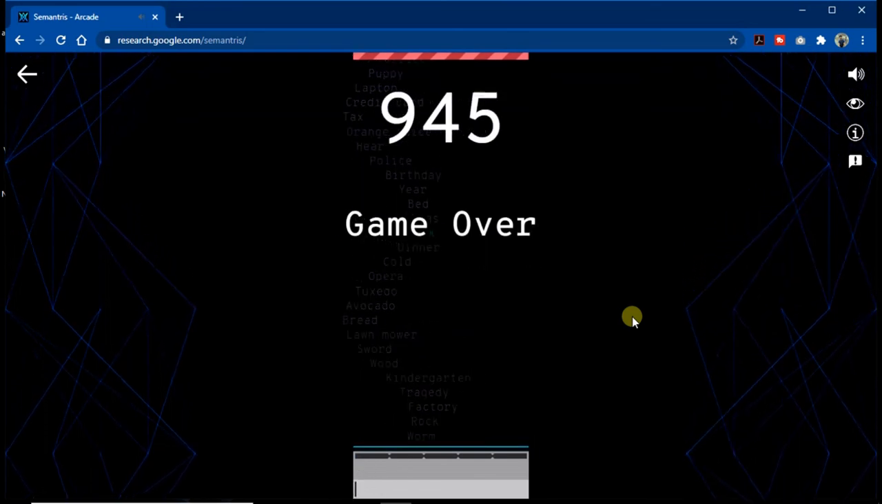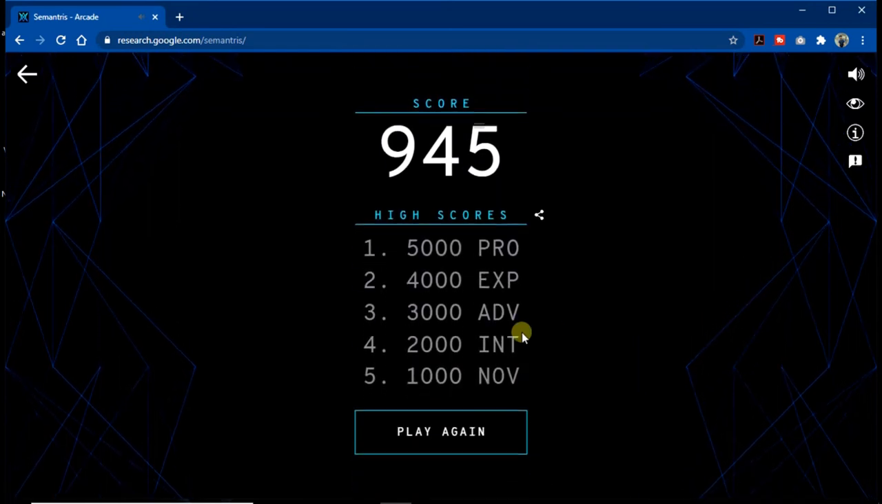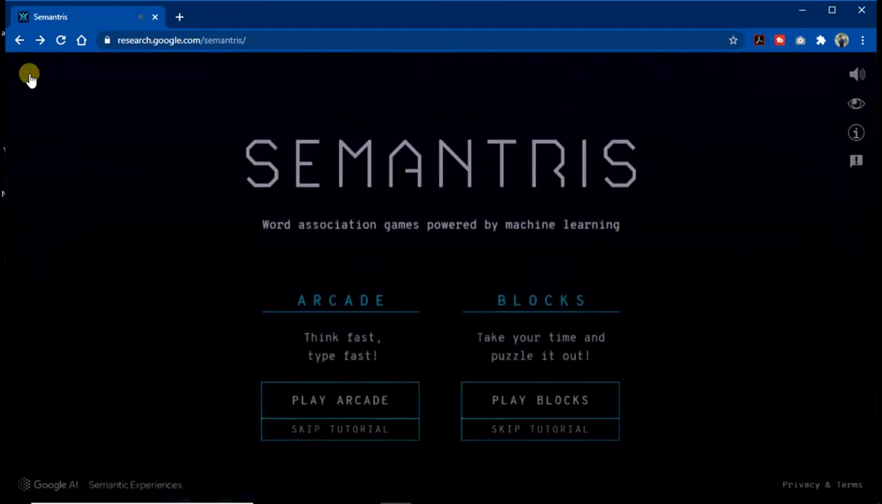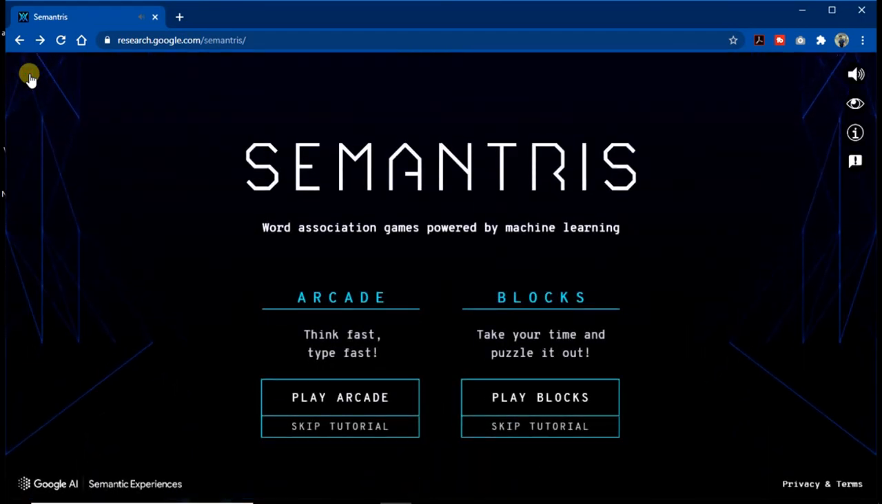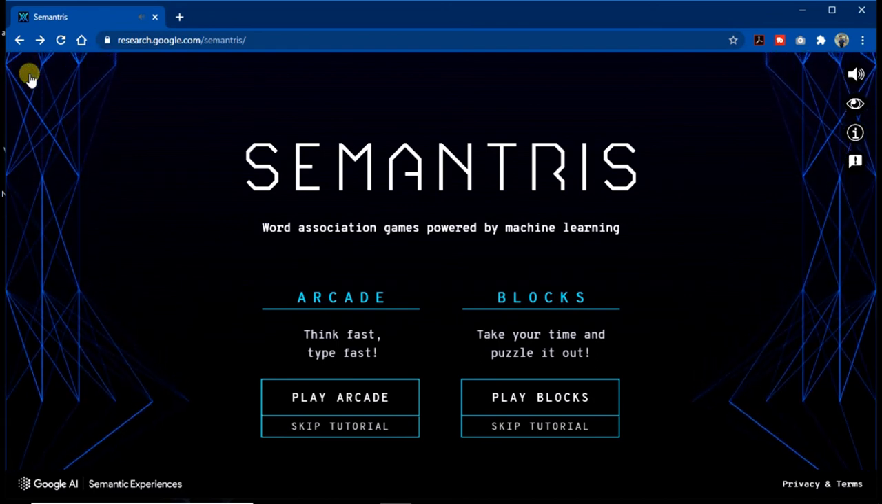So this is how the game is actually played. You have a time limit, and this is how Semantris is played. Alright, so this is the tutorial for today. We're going to talk about the next application and next demonstration in the next video. Till then, I will put the link in the description below so that you can play this game.